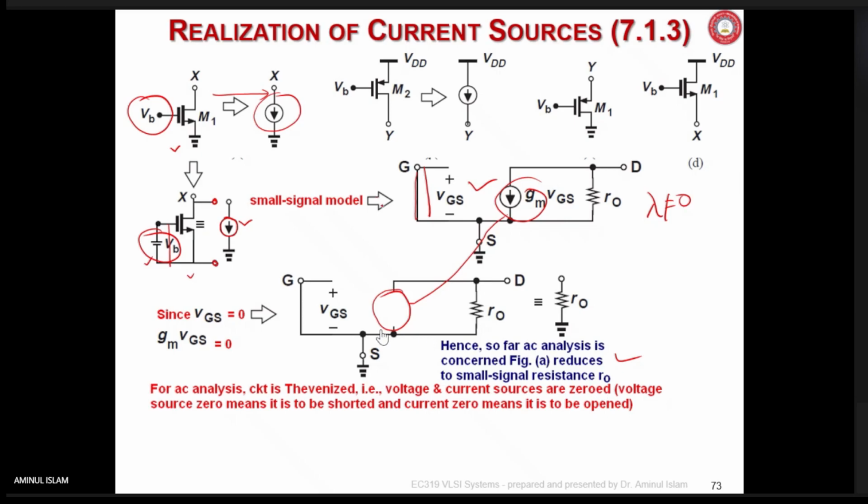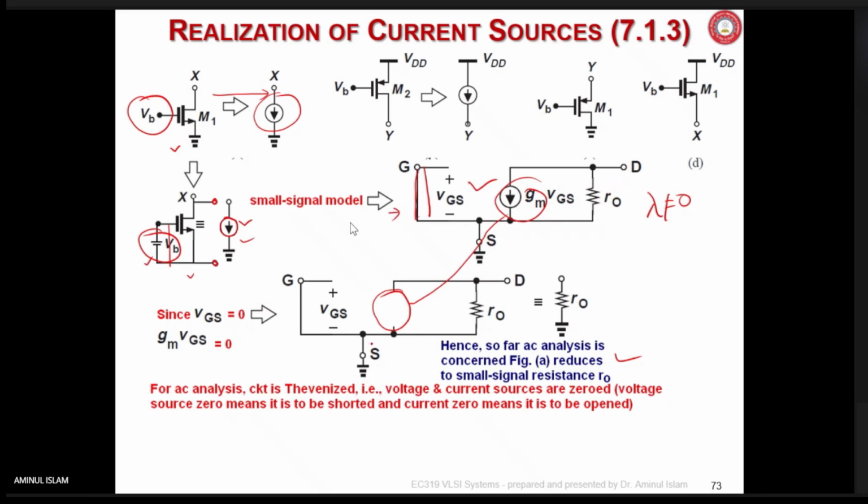Then the small signal model, if you want to draw it, you can do it like this. Here it has been shorted because VB is a bias kind of DC voltage, an independent voltage, right? So this has to be shorted like this. And the current source, as we know, a voltage controlled current source, we have already discussed, it is gm VGS. And ro, if lambda is not equal to 0, then ro has to be put in this way.